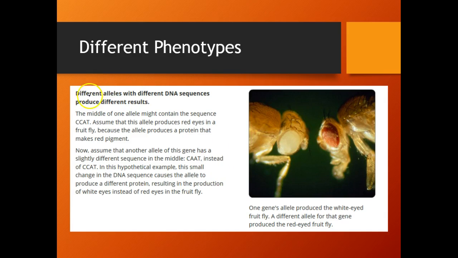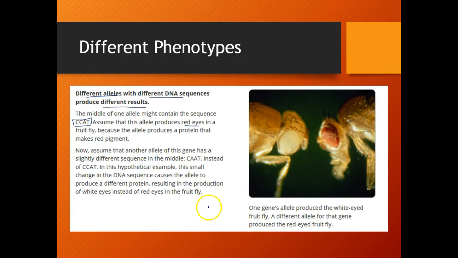Okay, so different alleles have different DNA sequences, which means we're going to have different results or different phenotypes. So for example, the middle of one allele might contain the sequence CCAT, and let's say that that produces red eyes in a fruit fly, because the allele produces a protein that makes red pigment. Okay, so CCAT produces red eyes.